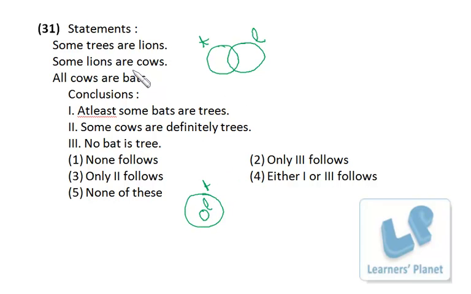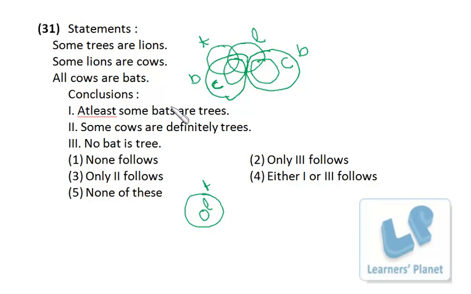Now we proceed further. Some lions are cows. So lions and cows. Now we have again two possibilities. Maybe cow is like this. Maybe the circle of cow is intersecting the circle of trees as well, along with lion. That means this is the possibility. So this is cow. Then all cows are beds. Now I can draw this, and I can even circle this, right? So this is the circle of beds.